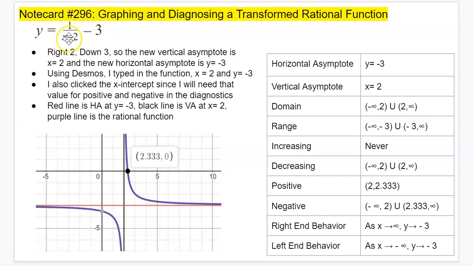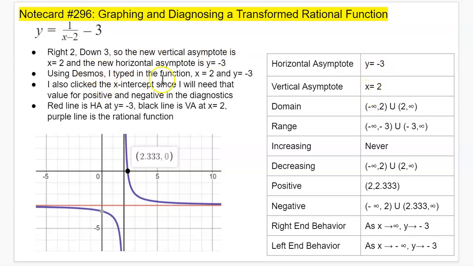We have 2 transformations going on, right 2, down 3. So the new vertical asymptote is going to be x equals 2 because it was on the parent x equals 0. So we go right 2 to get x equals 2. And the new horizontal asymptote was at y equals 0, but we're going down 3. So now it's at y equals negative 3. I plop those over in the diagnostics.